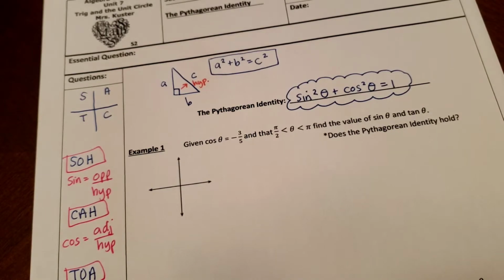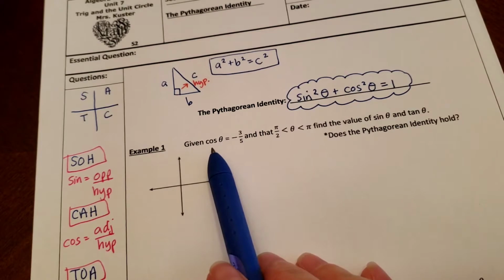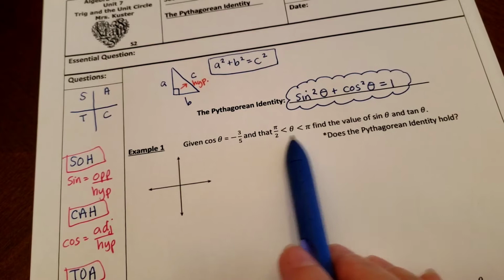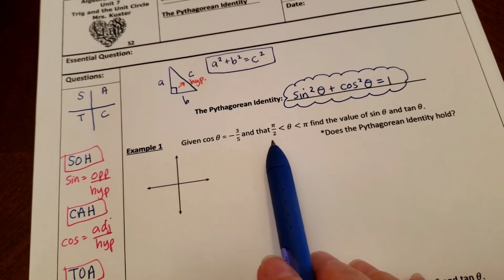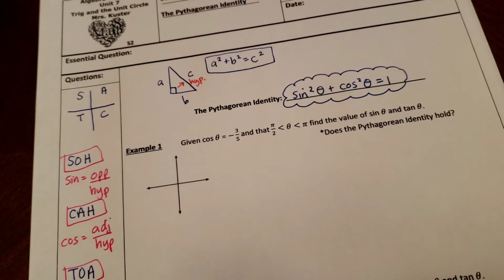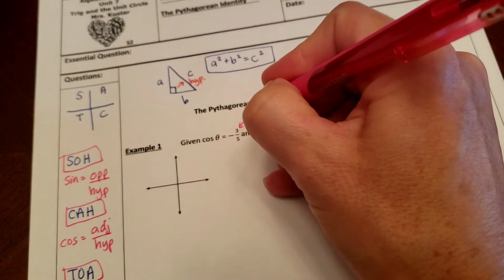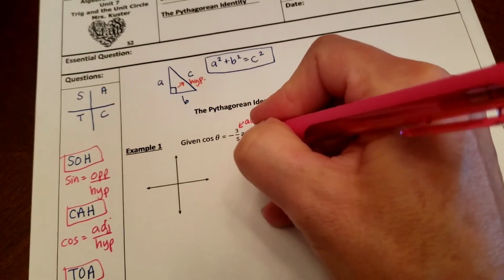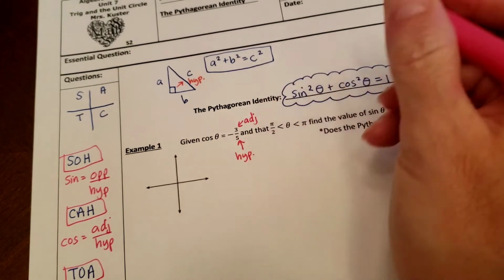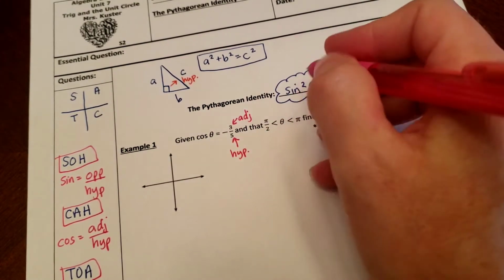The problems you're going to notice give us a trig function, sine, cosine, or tangent. They give you what the value equals, and they tell you what range theta lies in. First off, cosine, we know, is adjacent over hypotenuse. So this top number refers to the adjacent side of a triangle. This bottom number refers to the hypotenuse side. Theta is between pi over 2 and pi.